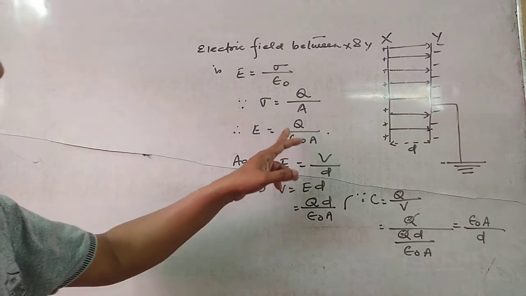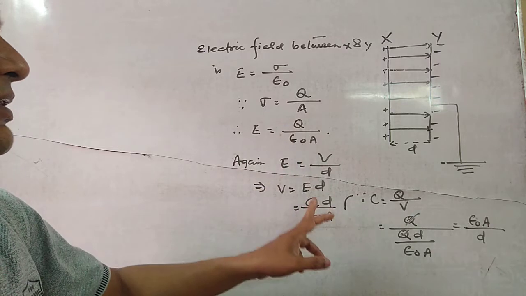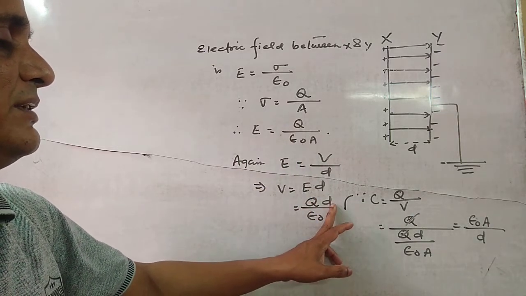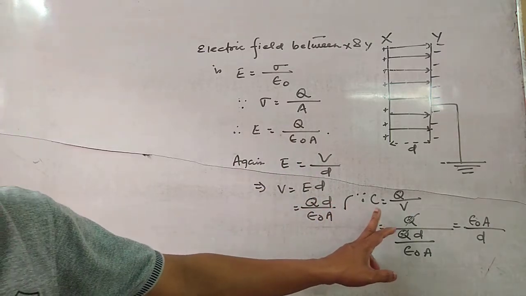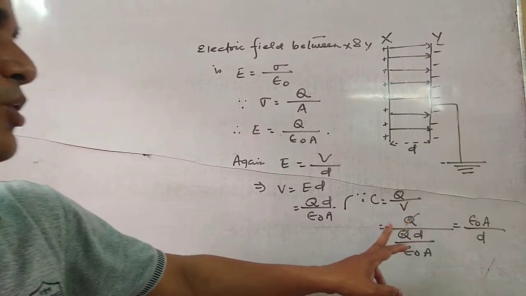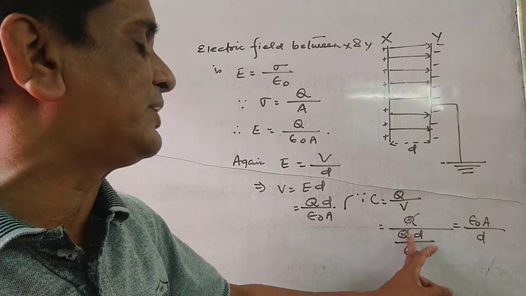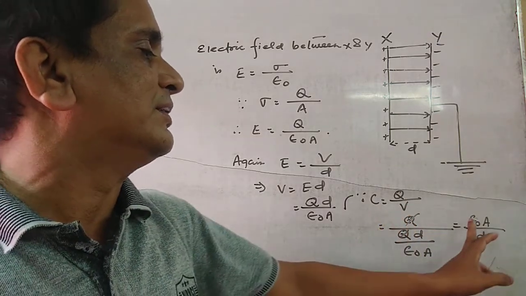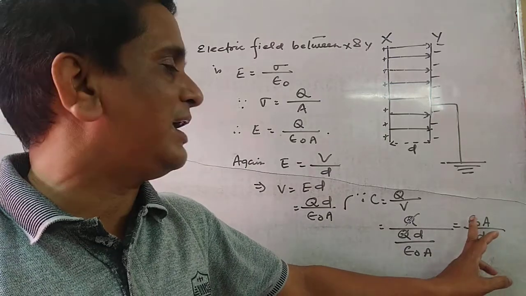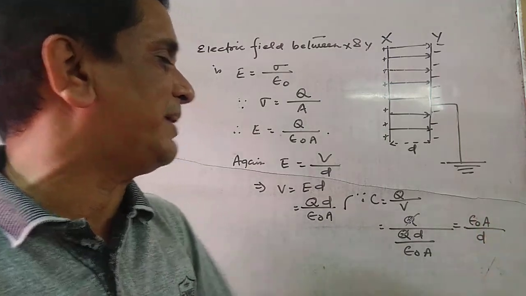So we put the value of E as Q by epsilon naught A, so V equals Q by epsilon naught A into d. Is it clear? Since C equals Q by V, we can write Q divided by Qd divided by epsilon naught A. So we got the value epsilon naught A divided by d.